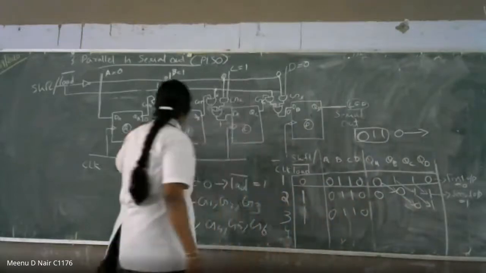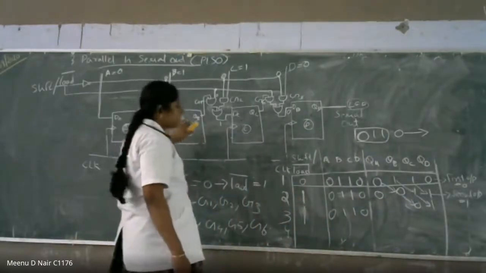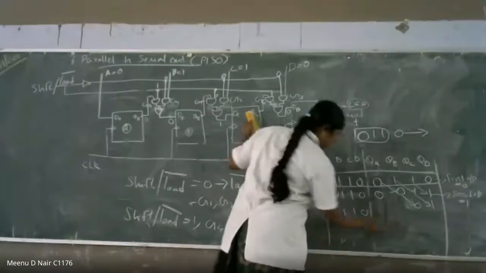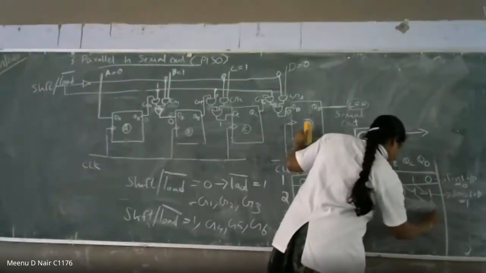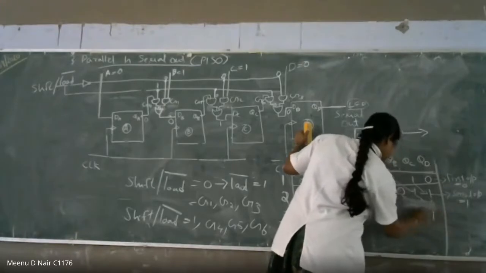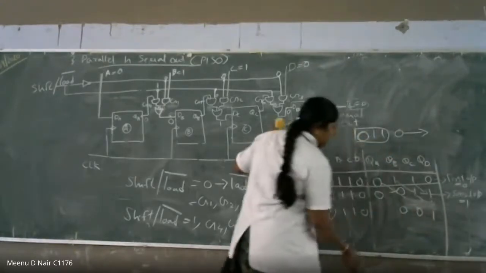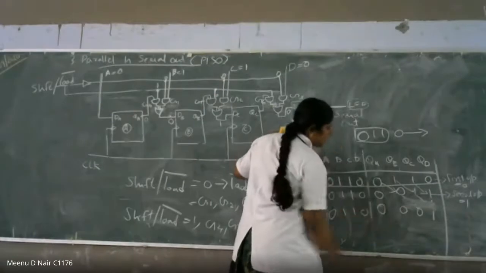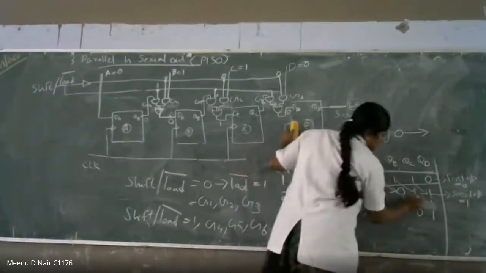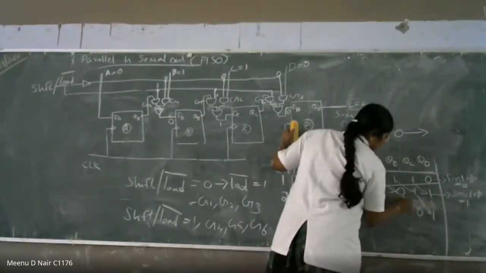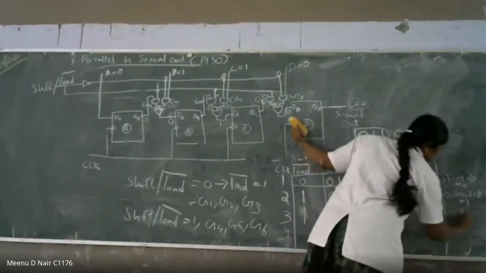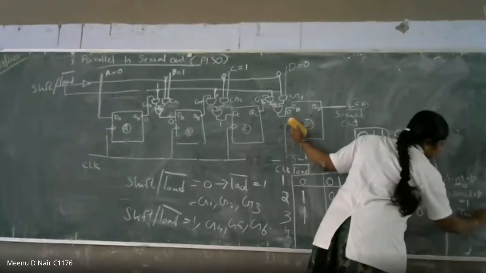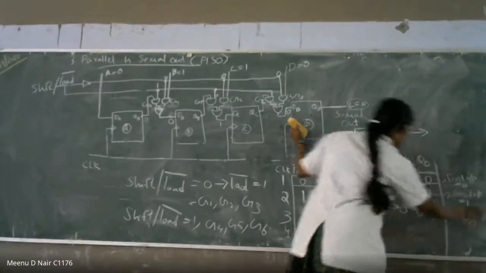Again, QA is equal to 0, so DB is equal to 0. QB is equal to 0, I will write here. So 1, 0, 0. Again, A is 0, so DA is equal to 0. QA is equal to 0. This is coming here, and this is here. This is your third output, which is equal to 0.